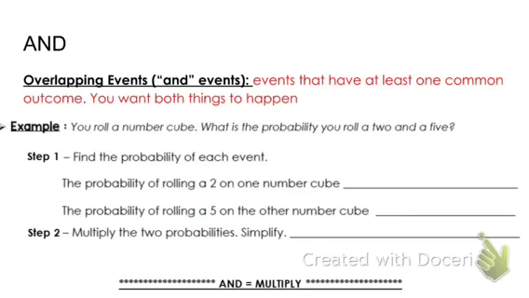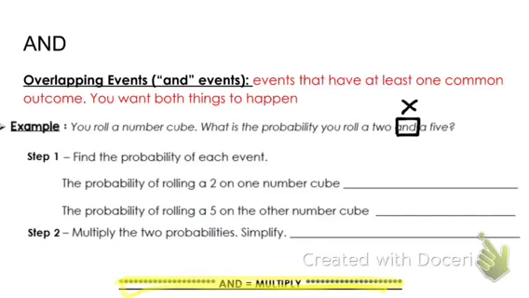This is another one where you're going to have to circle those key terms. So we know that AND means to multiply. Alright, so for example, you roll a number cube. What is the probability you will roll a 2 and a 5? So I'm automatically going to underline, circle, highlight, do whatever to my keyword and I'm going to write the operation above it. So and is multiply, or is add.